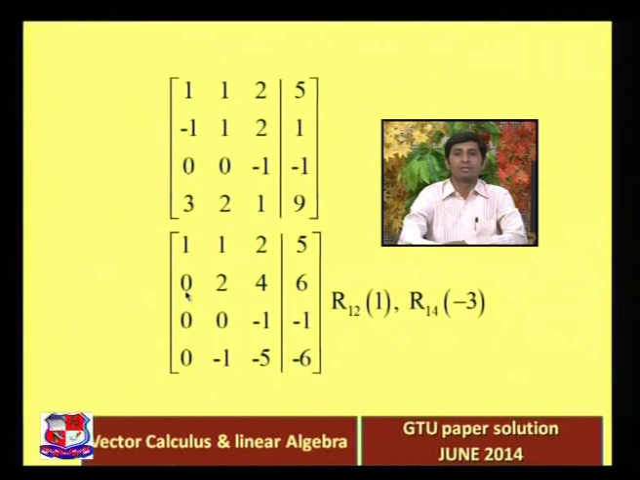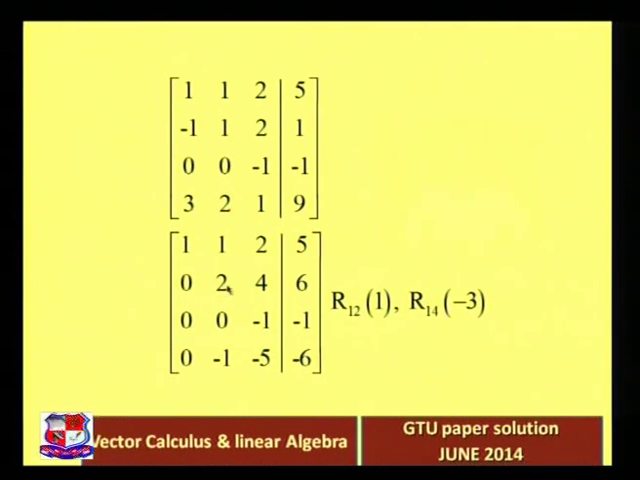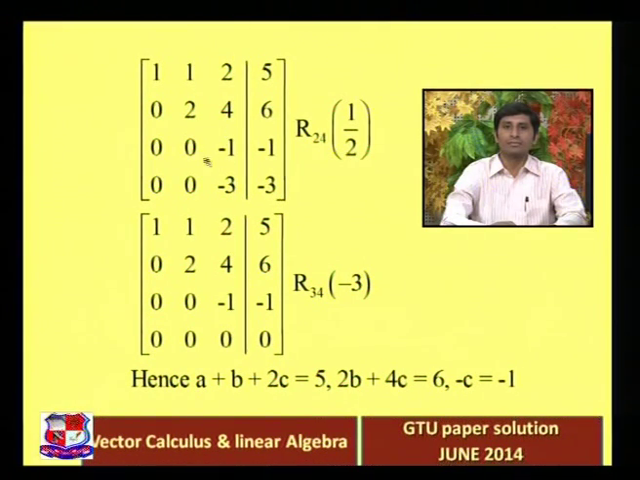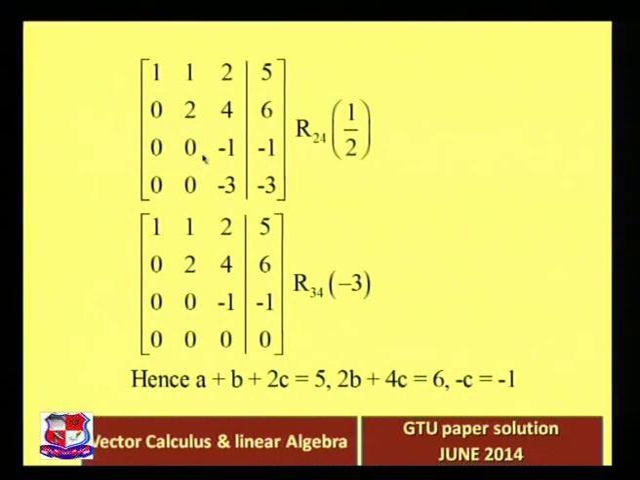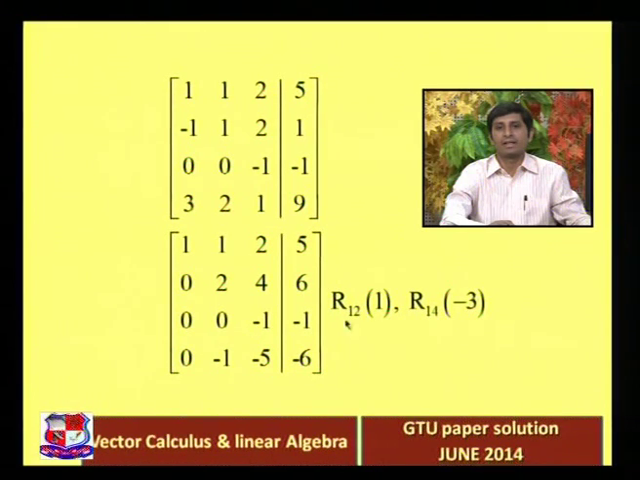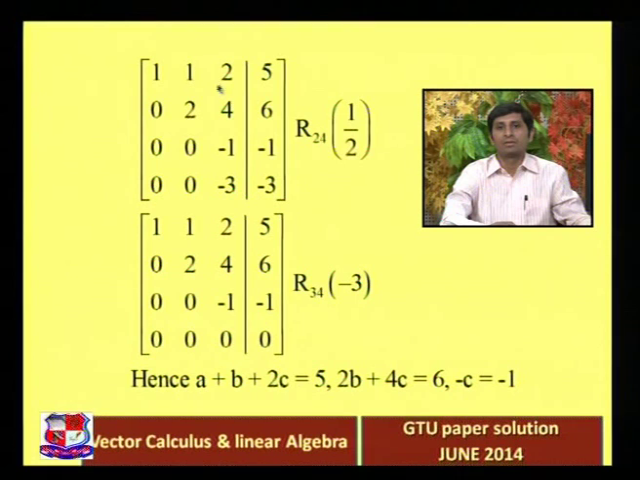So what we have to do is multiply the second row with 1 by 2 and add into the fourth row. So that should be our next process. R2 to R4 with 1 by 2, that means we are multiplying the second row with 1 by 2 and adding into the fourth row. So you can see the first matrix. Now the first and second rows are as it is, the third row is also as it is: 1 1 2 5, 0 2 4 6, 0 0 minus 1 minus 1. Here also you can see the same.